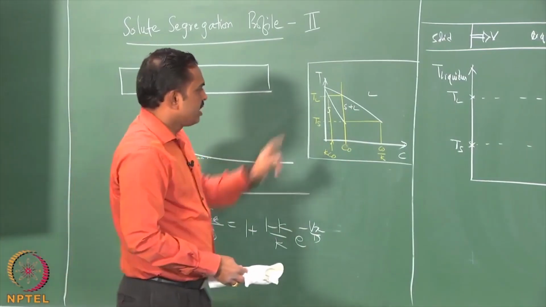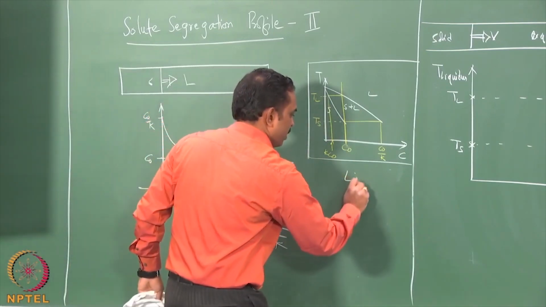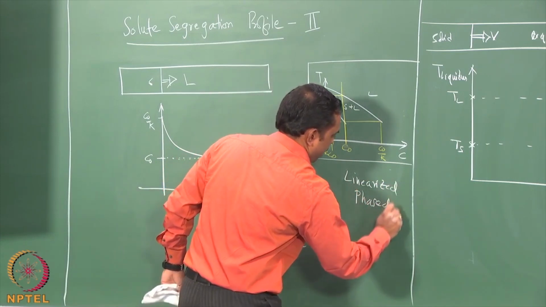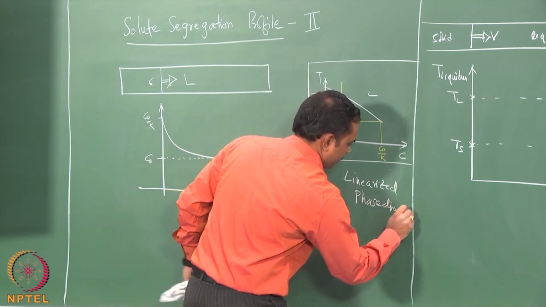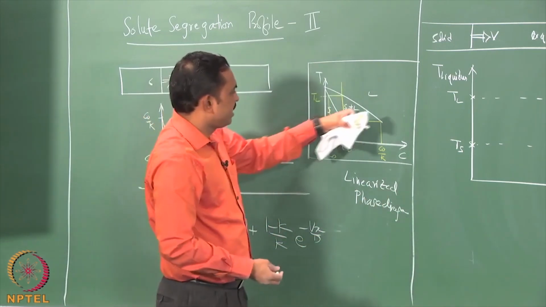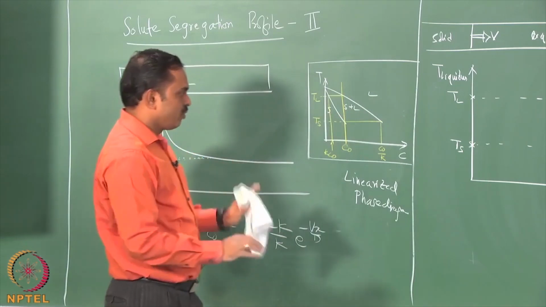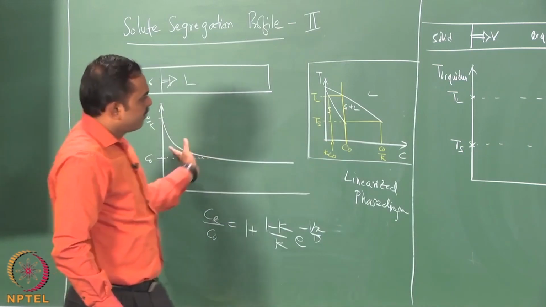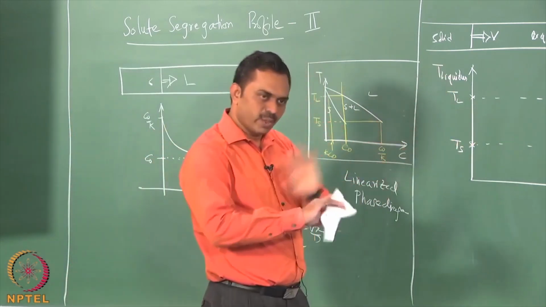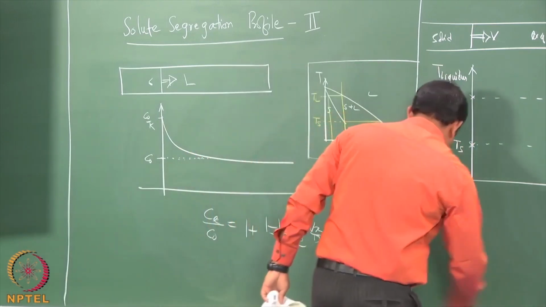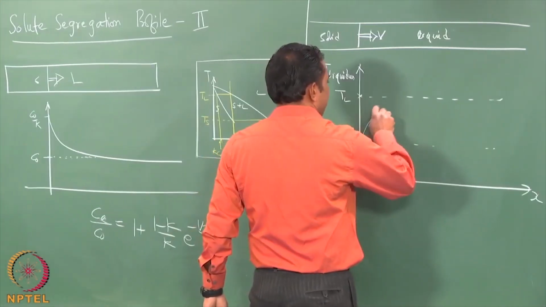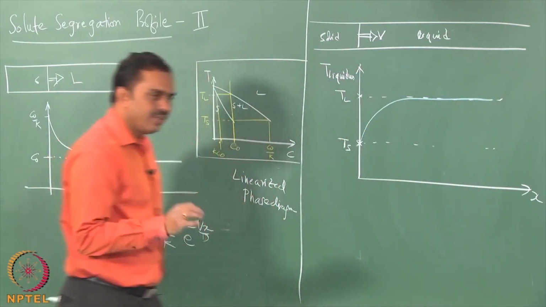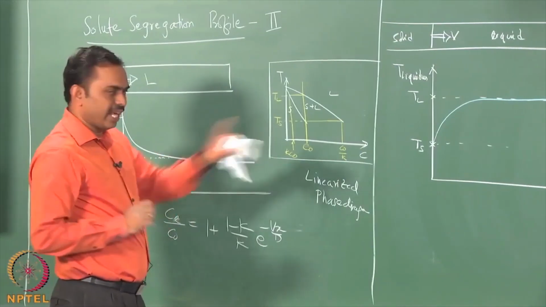If you make an assumption that this phase diagram is linear, a linearized phase diagram, it just means that the liquidus and the solidus lines are straight lines. If you assume that these lines are straight, then this compositional profile, which is exponential, will be mapped onto the liquidus profile as also exponential. Okay. So, the liquidus profile is going to look like that. Now, this is how the temperature at which the liquid would start solidifying would look.